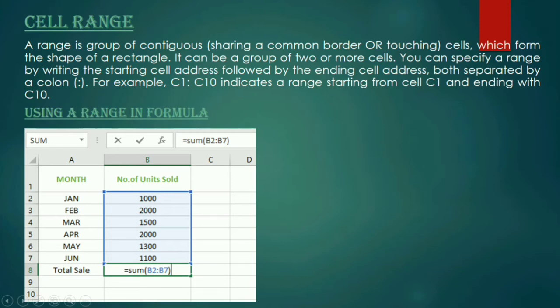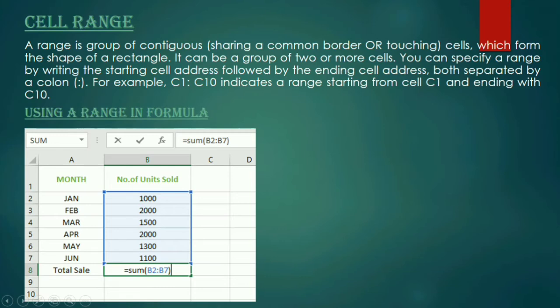So groups of these kinds of contiguous cells are known as cell range. A cell range means groups of contiguous cells which form a shape of a rectangle. In the figure you can also see a rectangle is formed by many cells. Which are the cells? B2, B3, B4, B5, B6 and B7.